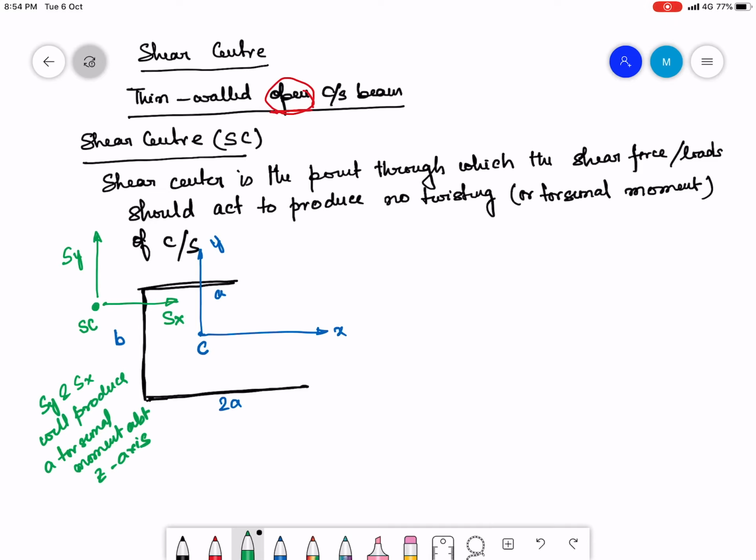One is that any shear load, suppose I have a set of shear loads, say Sy dash and Sx dash, which is not passing through the shear center, or not acting at the shear center, whichever way you want to call it.